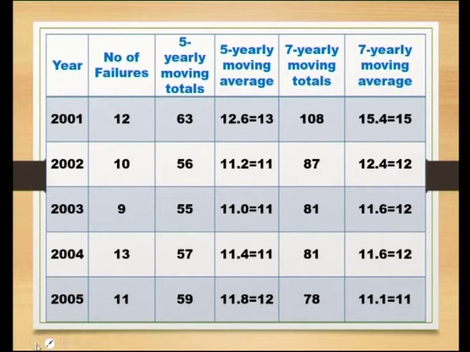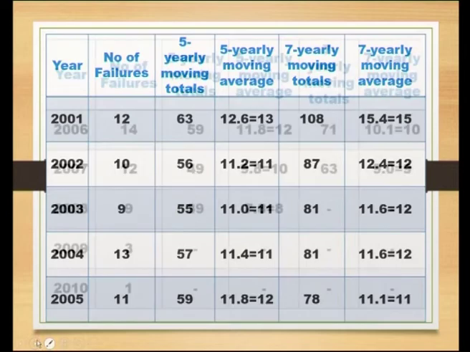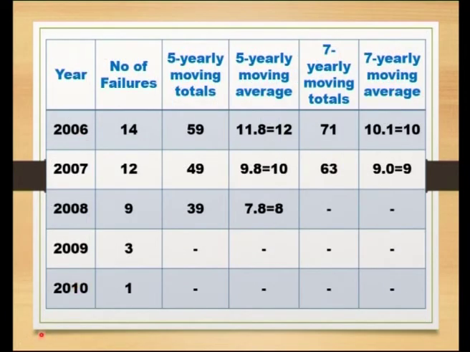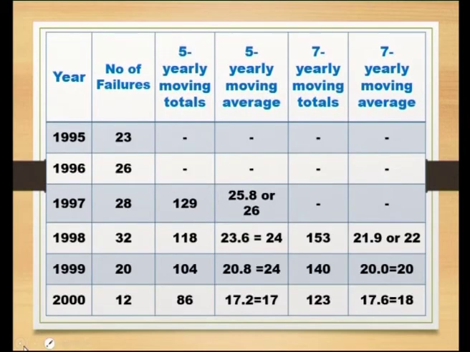Because it is such a big tabular column, it has been broken and given in various slides. Then from 2006 to 2010, 5-yearly and 7-yearly moving averages are given. Let us see for the first tabular column how the 5-yearly moving averages are calculated. First of all, 5-yearly moving totals have to be calculated, then 5-yearly moving averages. Then similarly for 7-yearly moving totals and 7-yearly moving averages. Let us see how they are calculated.